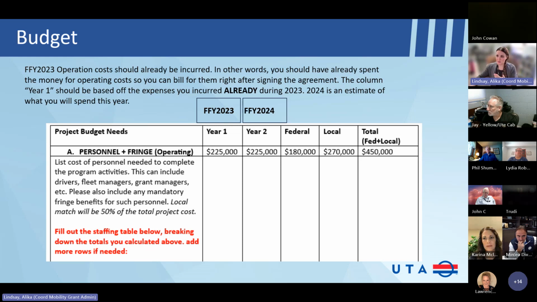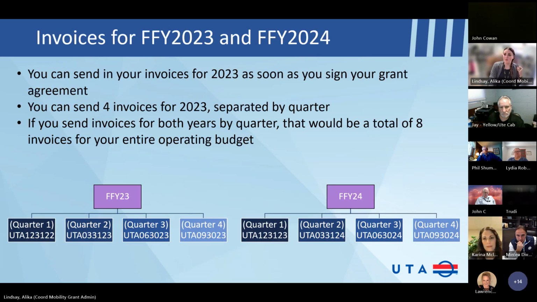So if you're estimating 2025 and 2026, that's for the next application cycle, not this application cycle. Okay. And then one more thing before we get to questions. If you're new to operations, this might not make sense to you, so don't worry about it because we will talk more in depth about it for your post-award training.